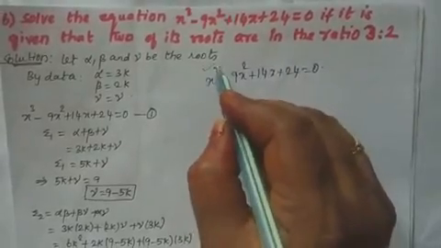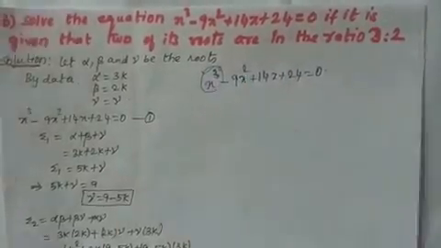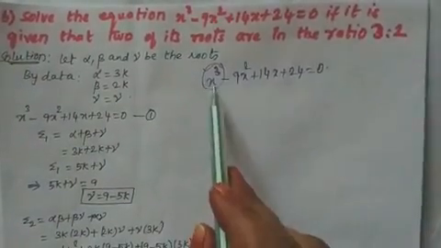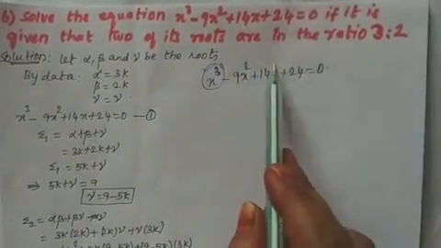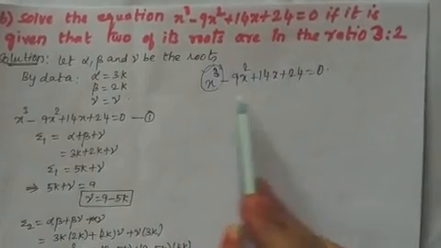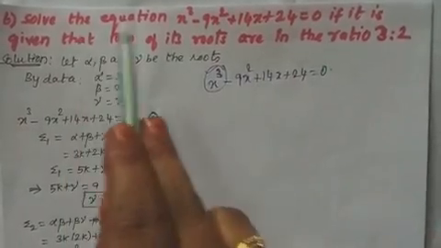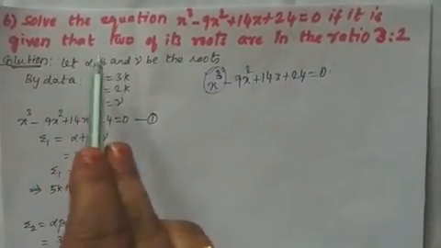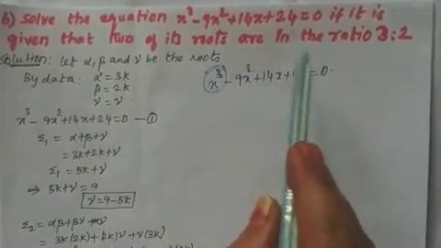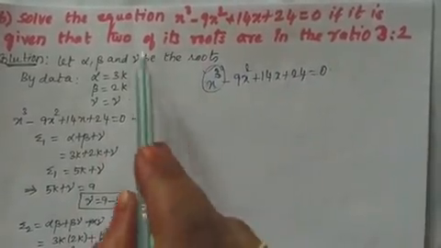See the equation, higher power, it is a cubic. It is a cubic equation. X cube, x square, x power 1, x power 0 constant. All the terms are given clearly. Okay, good. Then what was given? Solve the equation. If it is given that 2 of its roots are in the ratio 3:2. This is very important now.